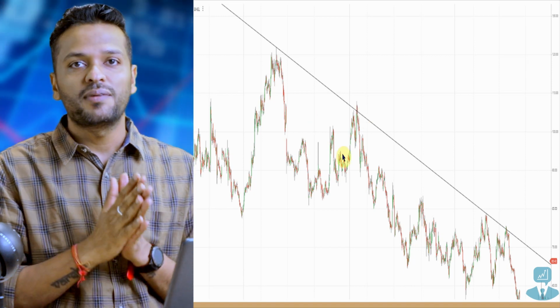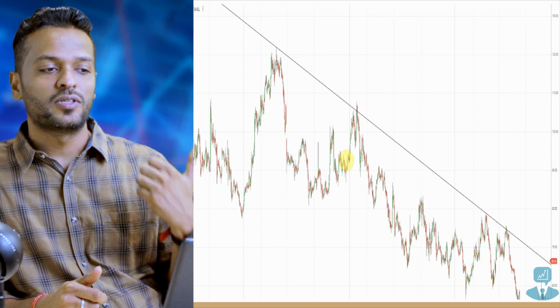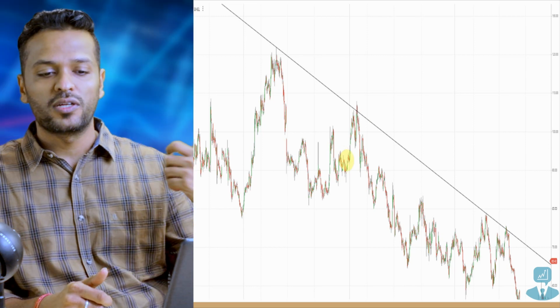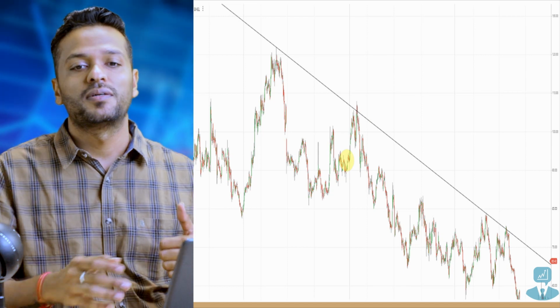So the whole idea behind showing this chart was that if you are connecting the right levels at the right point, trend lines have a tendency to give you a very good risk to reward ratio, and they also give you an idea about the long-term momentum in the market.